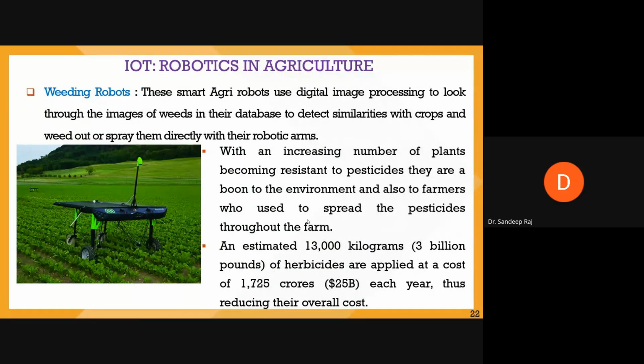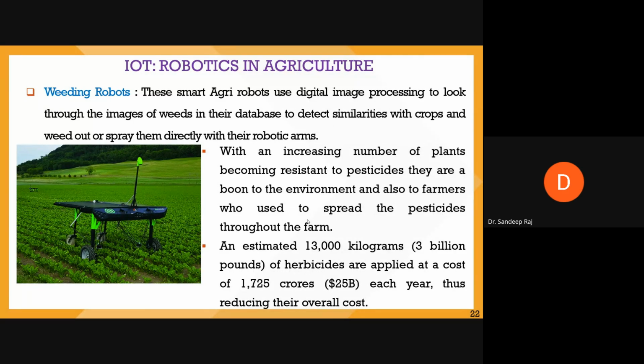So there are different technologies that have been brought to the farmers, like weeding robots. These are smart agri robots that use digital image processing to look through the images of weeds in their database and to detect similarities with crops, and weed out or spray them directly with the robotic arms. With the increasing number of plants becoming resistant to pesticides, they are a boon to the environment and also to the farmers who used to spread the pesticides throughout the farm.